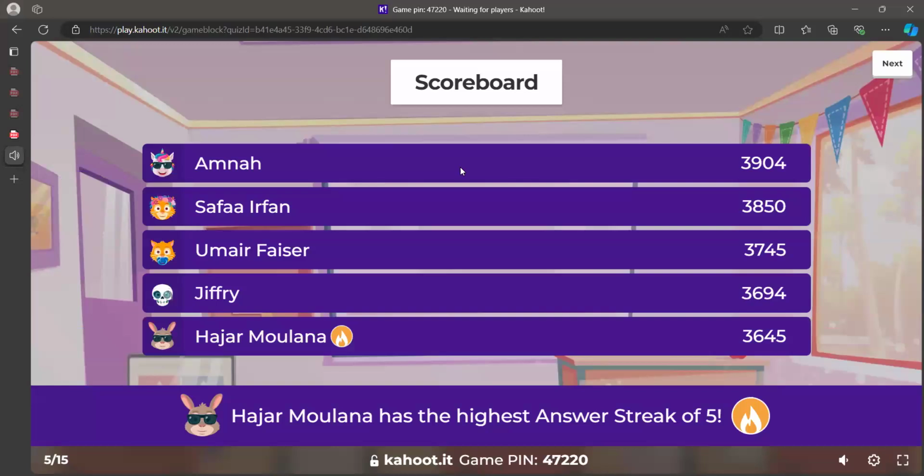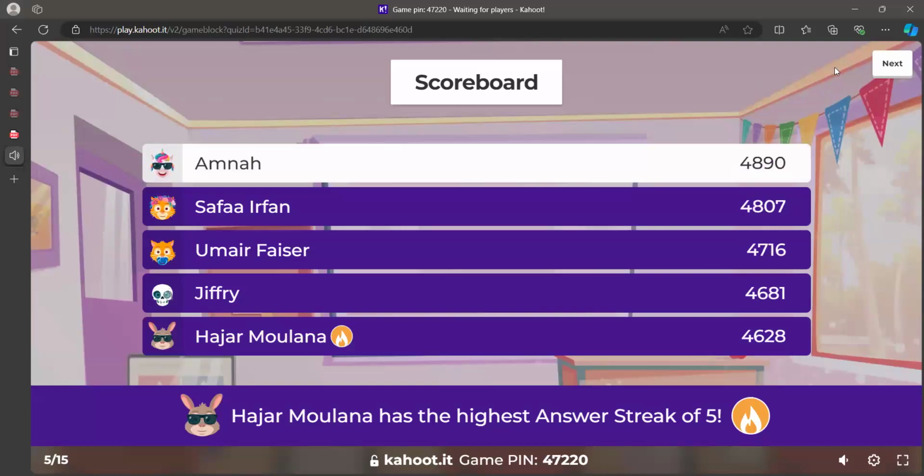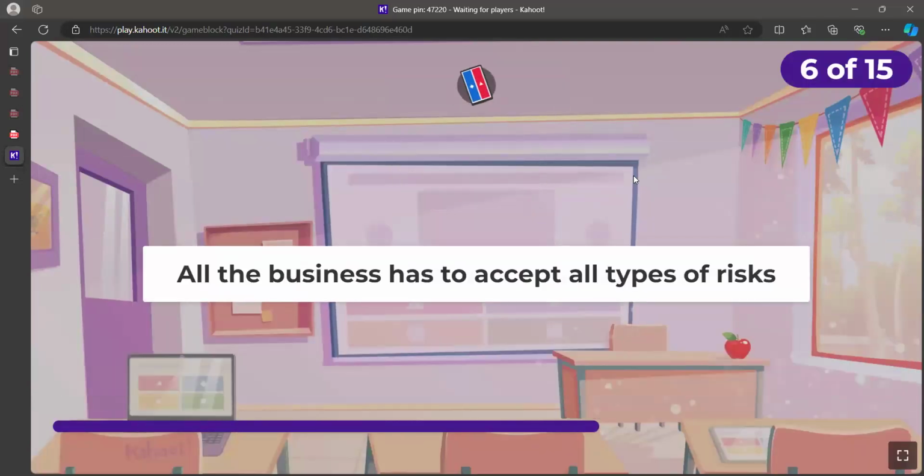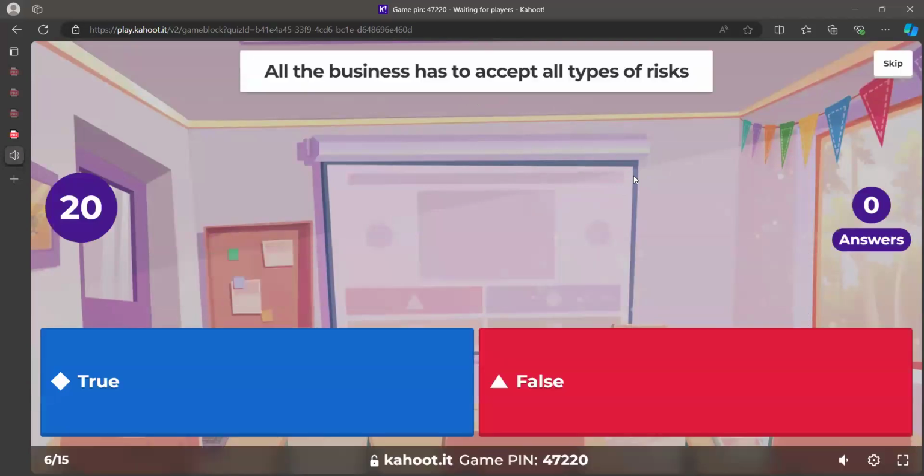Next one. All the business functions for motive, which can be either profit or welfare. Oh, good. Everyone in the same place, and Hajar is having a streak. All five answers correct. Next one. All the business has to accept all types of risk. All types of risk.